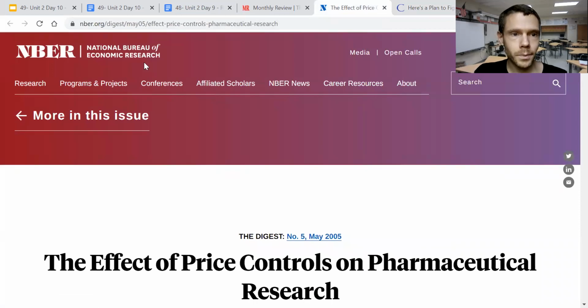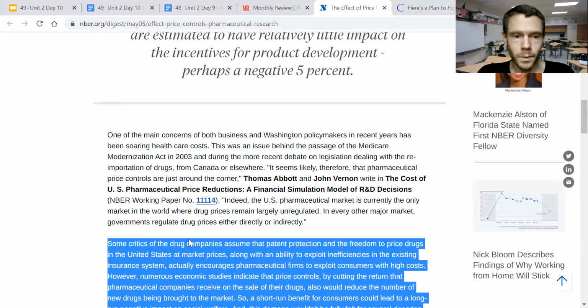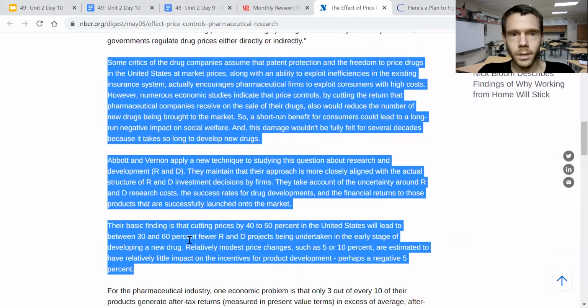In this article from the National Bureau of Economic Research, I highlighted a couple of points. The opening phrase here really looks at the consequences of what happens if prices are cut by 40–50% in the United States, and the assumption that it'll then lead to a 30–60% reduction in research and development projects being undertaken for various pharmaceuticals. You may want to take a minute again to pause and read through these three highlighted paragraphs, speaking to some of the consequences of government intervention on R&D.